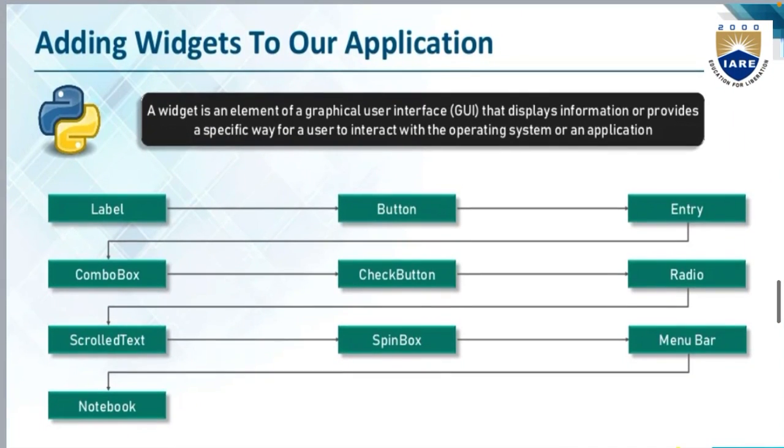Next, adding widgets to our application. A widget is an element of the graphical user interface, GUI, that displays information or provides a specific way for a user to interact with the operating system or an application. That is label, button, entry, combo box, checkbox, radio box, radio button, check button, scroll text, spin box, menu bar, notebook, etc.